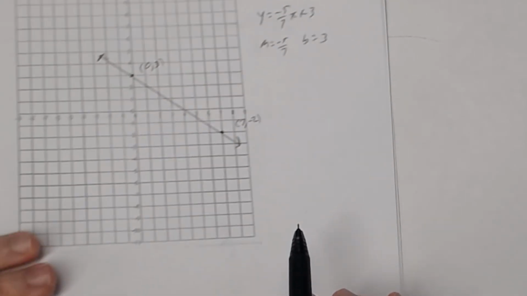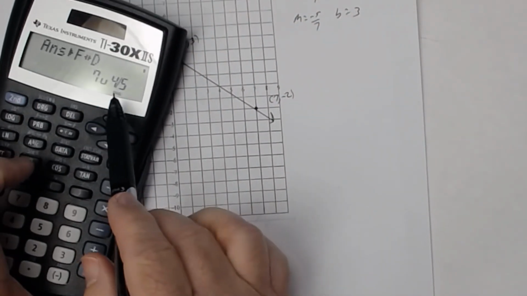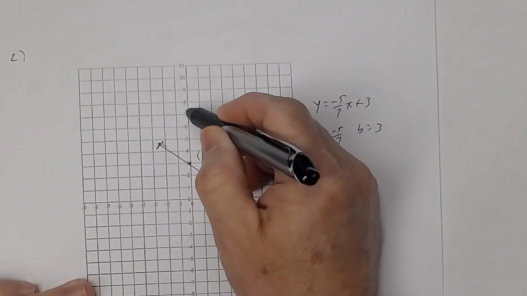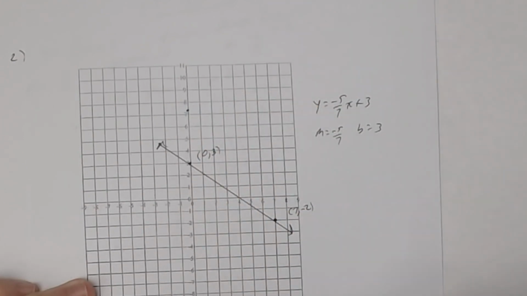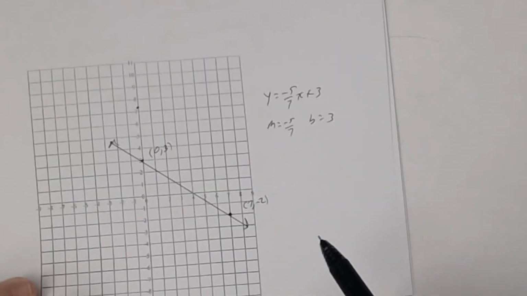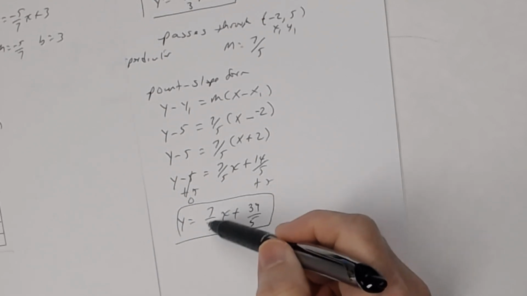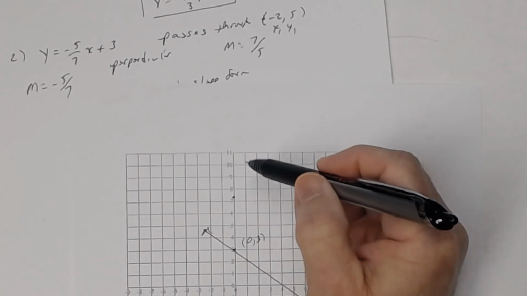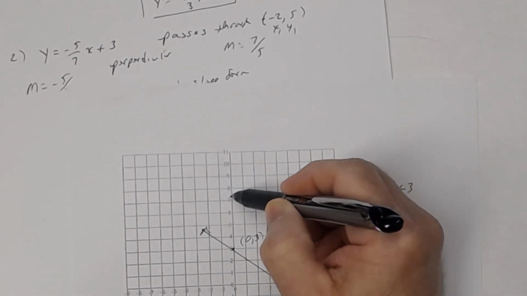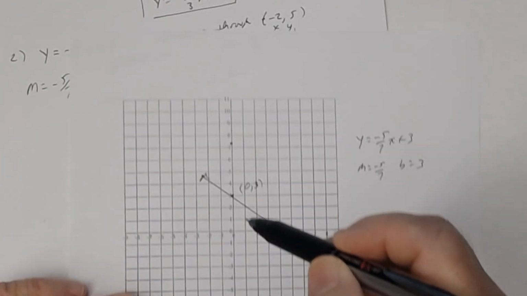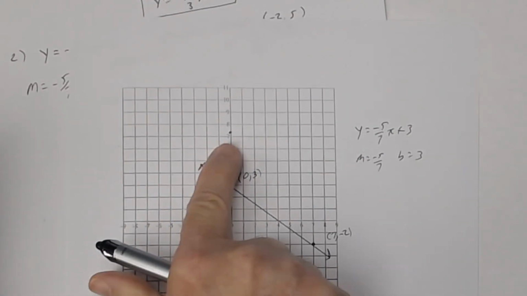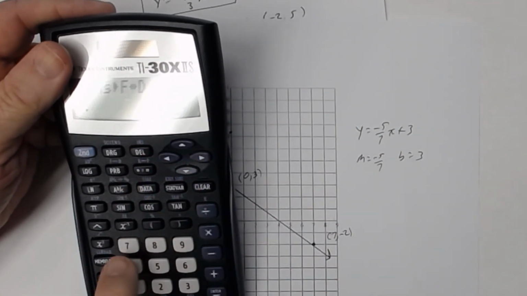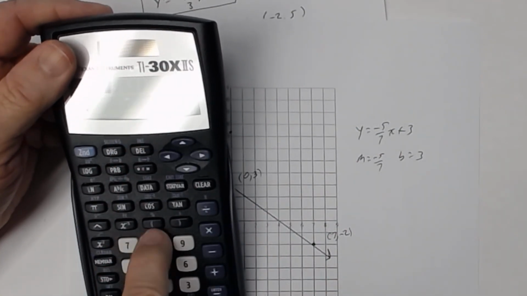So 39 fifths, remember, is 7 and 4 fifths. So 7 4/5 is about here, let's say. And it's going to be a struggle to use the slope here. The slope is 7/5, so I don't have enough room, and I'm going to have to estimate. So what I'm going to do is take the 7 4/5, which is 7.8.